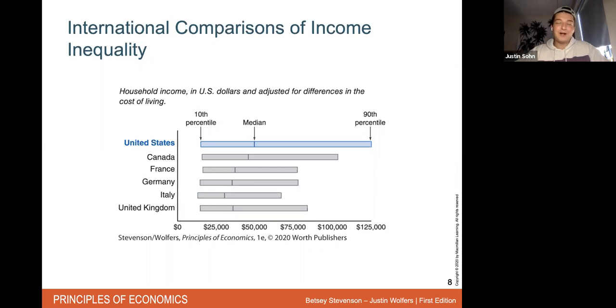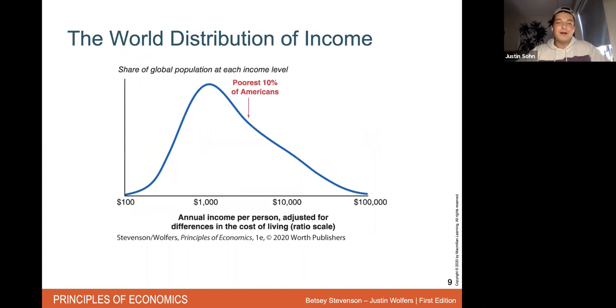These are pretty developed countries. If you've heard of Canada, France, Germany, Italy, and the UK, they're pretty big countries. And you just see that in the US, the rich are richer, and it seems as though the poor are poorer, from this chart.